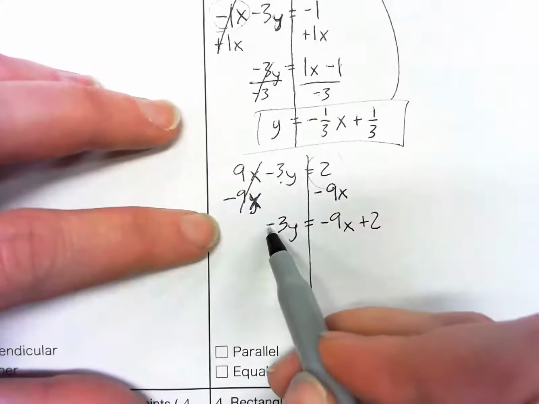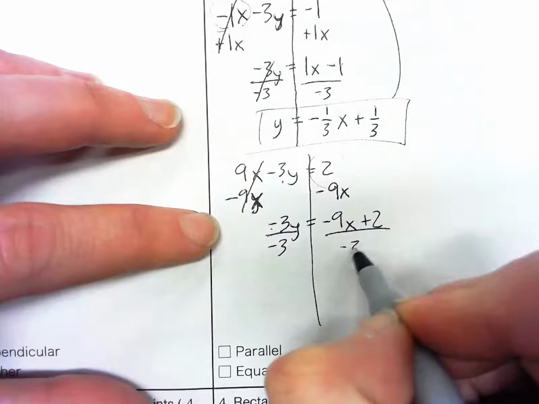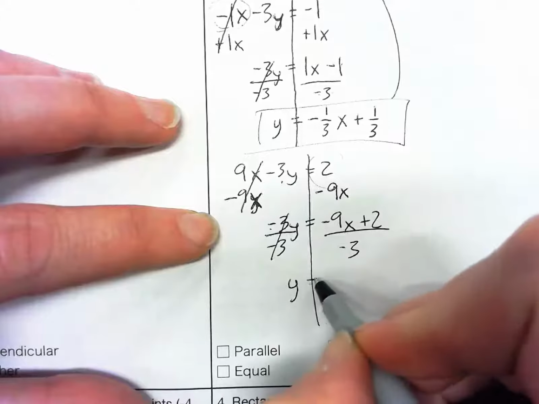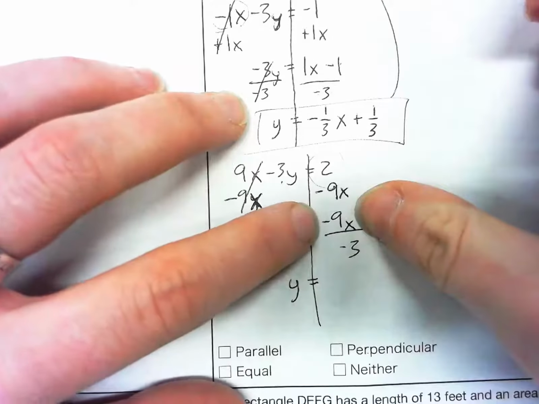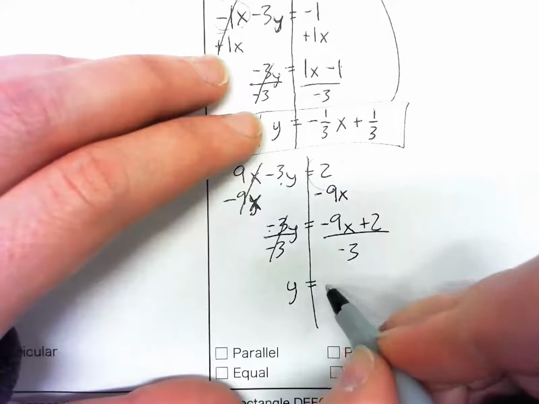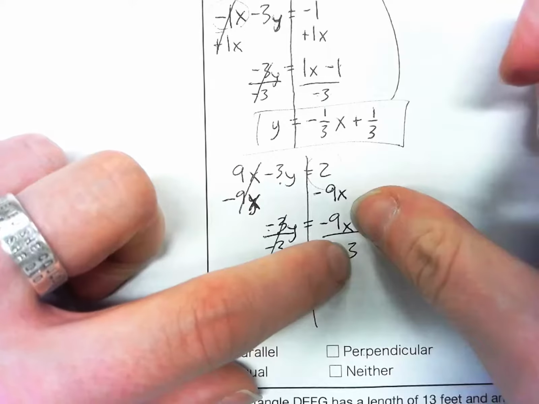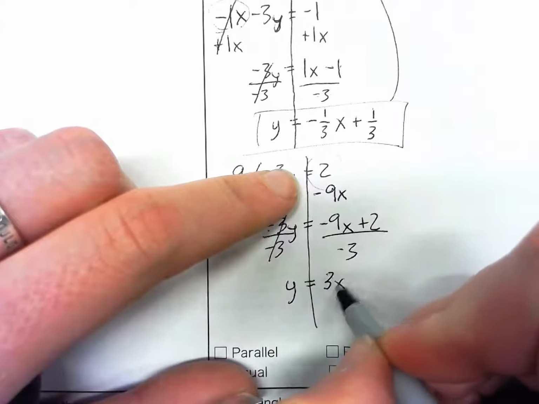So then I have negative 3 being multiplied by y. I need to divide by negative 3 on both sides. This cancels, and I'm left with y equals, then we'll do one term at a time. I have negative divided by negative, which will give me a positive. So you could write the plus sign if you wanted to, or you can just leave it blank. And then 9 divided by 3 would be 3. So this is just going to be 3x.